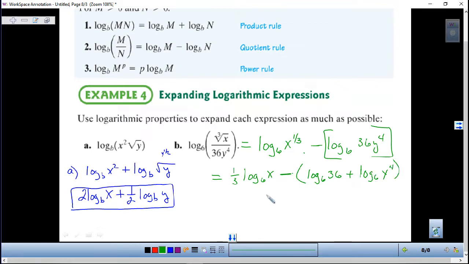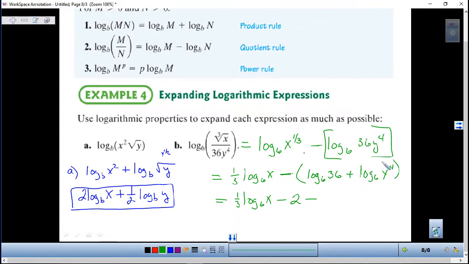Now at this point you can distribute that negative through or whatever. I'm fine with you leaving the parentheses, but I'm going to go ahead and distribute the negative through. So 1/3 log base 6 of x is just kind of tagging along. When I distribute this through, both of these terms are going to be negative. So minus, now what power would I raise 6 to get 36? Well, that'd be the second power. So that right there simplifies down to 2. 6 squared gives me 36, so 2 is your exponent. And then the minus times this makes this a minus.